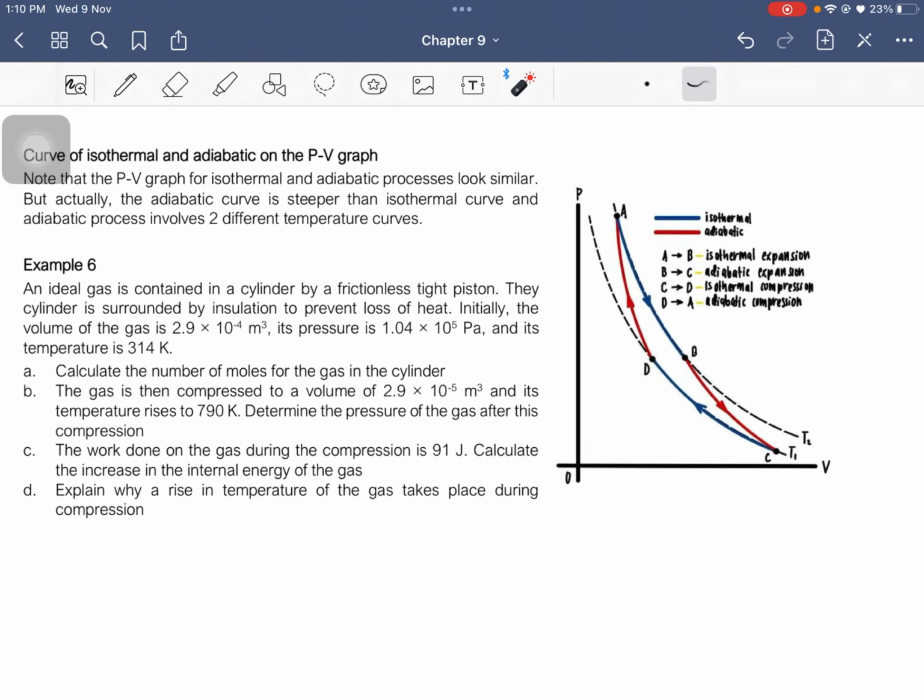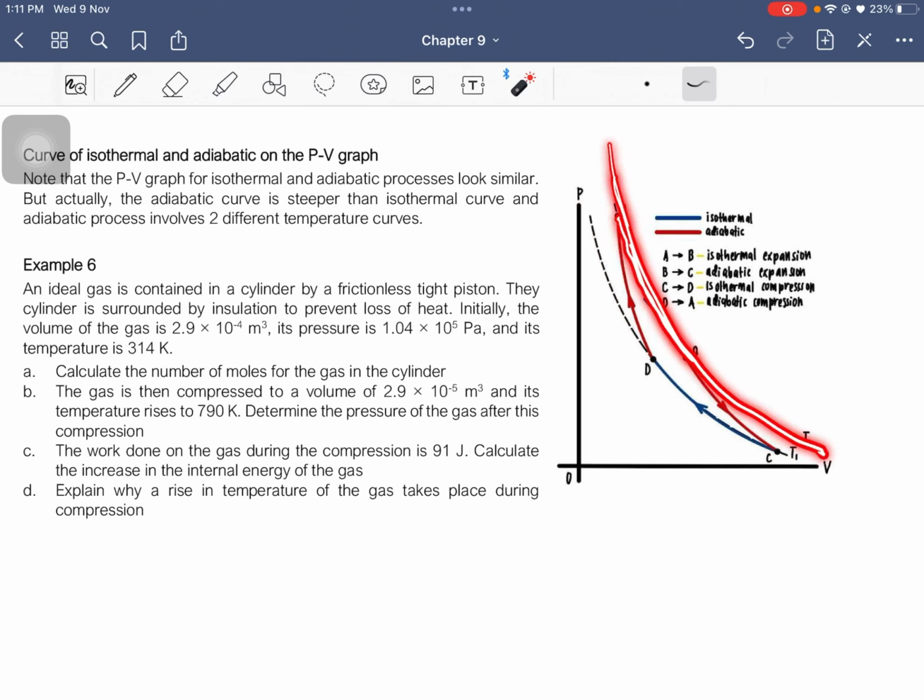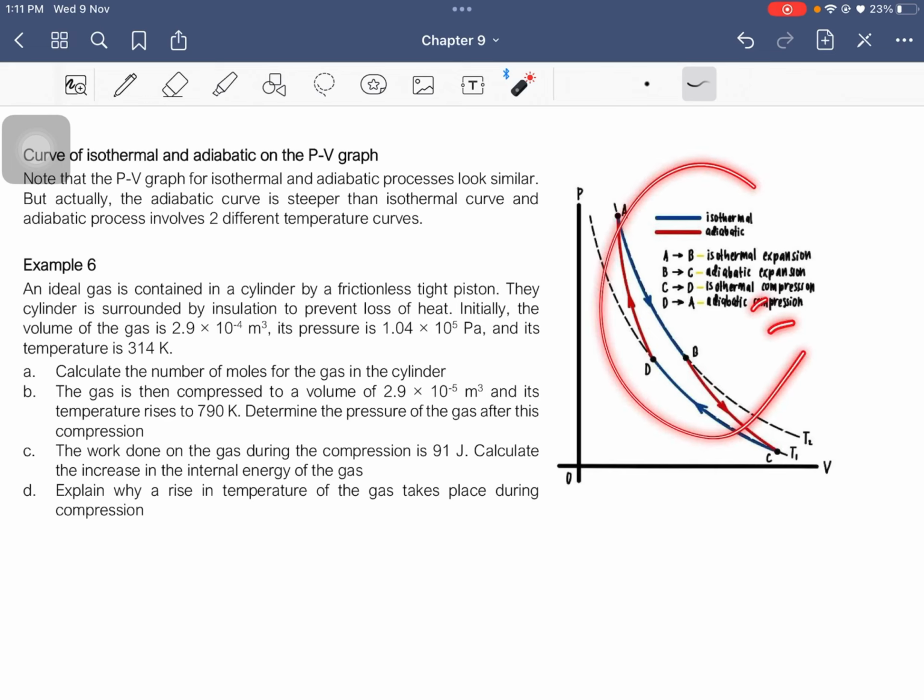So the curve of isothermal and adiabatic on the PV graph, you could see that isothermal and adiabatic processes look really similar, but actually the adiabatic curve is still steeper. Okay, it is steeper than the isothermal curve. Then the adiabatic process involves two different temperature curves. So this is one temperature, this is one temperature. For isothermal it is constant, there is only one temperature line that it stays on. But for adiabatic it goes from one temperature to another temperature. Okay? Alright, so that is that.